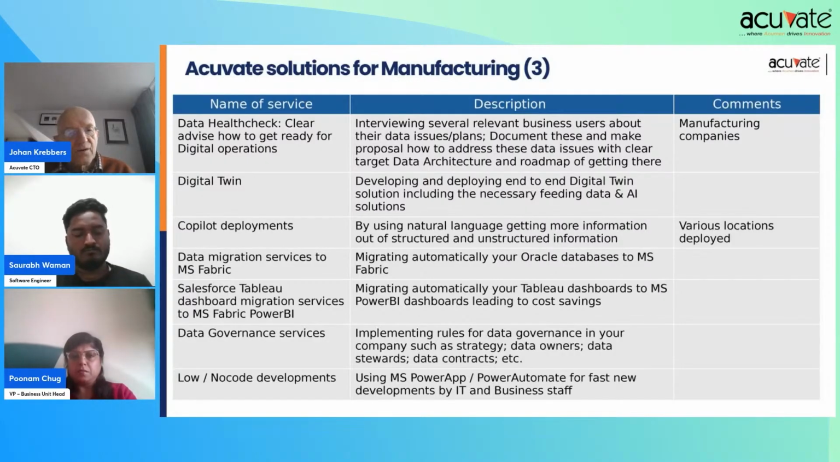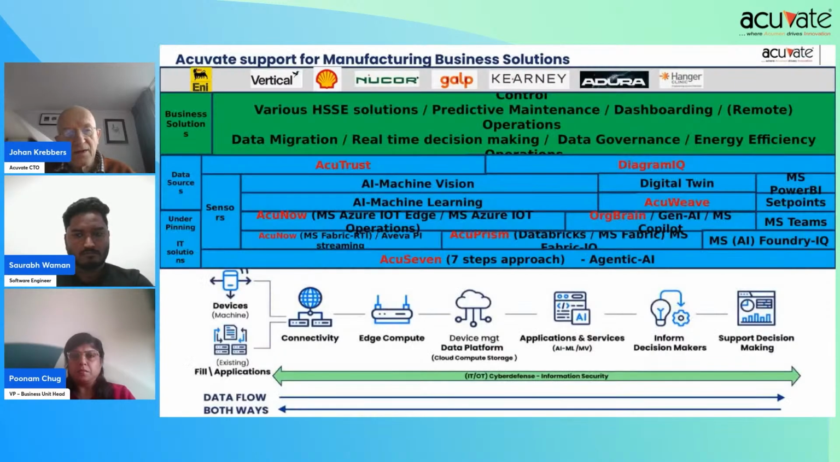You see data governance out here. We're really helping you to bring your data governance in place. Very important for AI is to know who owns what data, who are the data stewards, what is your data lineage, what is your data quality, etc. So these are all solutions we'll bring to the market for the manufacturing space.